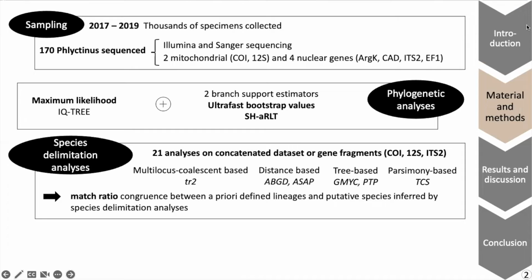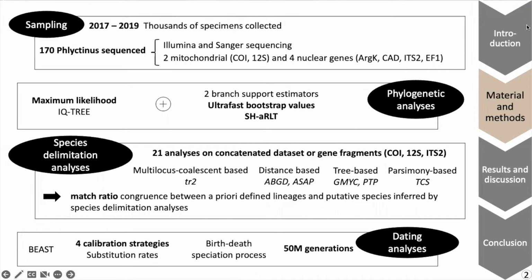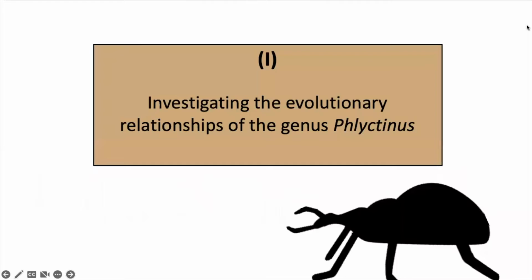Then, 21 species delimitation analyses were made on concatenated dataset or fragment genes using either multilocus coalescent-based, distance-based, tree-based, and parsimony-based methods. Then, a match ratio was used to see the congruence between a priori defined lineages and putative species inferred by the analysis. Finally, dating analyses were conducted using 4 secondary calibration strategies based on substitution rates.